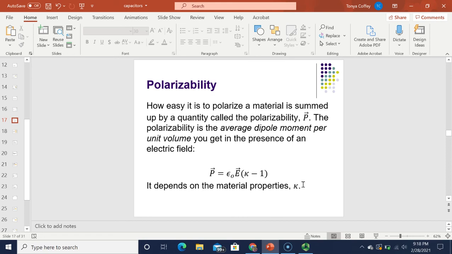Remember that different materials have different dielectric constants. So our polarizability, we can say, is P equals epsilon naught, our permittivity of free space, times that electric field, E, times kappa minus 1, where kappa is our dielectric constant. Okay, so that's how it's all summed up. And you can see here that it's a material property. The dielectric constant would actually change slightly depending on the temperature. And then the electric field strength, that's already in the equation. So you can see that the polarizability would then depend explicitly on the electric field strength and implicitly on kappa.